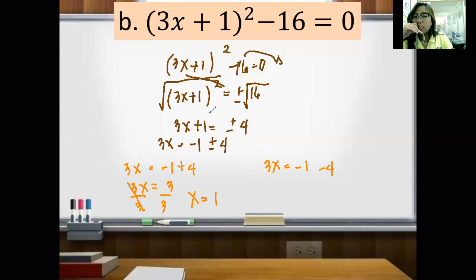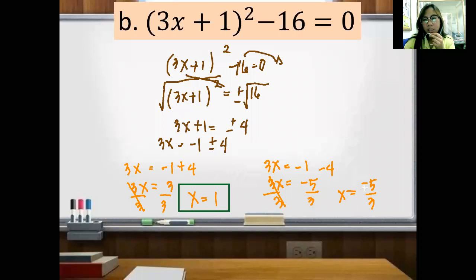Okay, very good. So, here in the other equation, or the other answer, for the value of x, we have 3x is equal to negative 1 minus 4 is negative 5. Okay, very good. So, divide both sides by 3. Okay, so x is equal to negative 5 divided by 3. Okay, you can no longer simplify it. So, the answer is negative 5 over 3. Okay, so the value or the roots of this equation is x is equal to 1 and x is equal to negative 5 over 3.